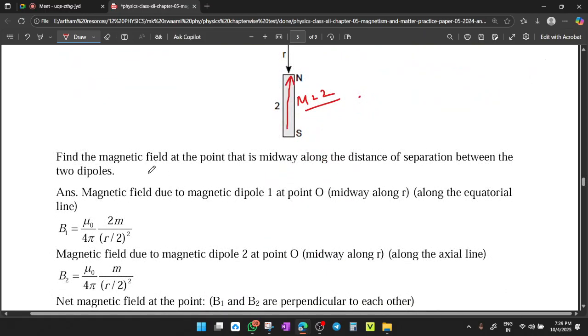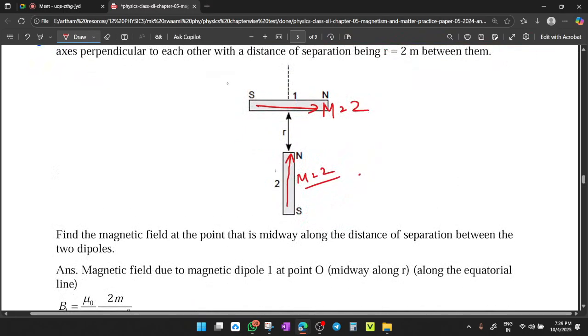Okay. So find the magnetic field at the point that is midway along the distance of separation. See here, you have to find the field here. So if this is 2, then half of the length will be 3 here. 2 plus 1 equals 3. And you have to find the magnetic field intensity.